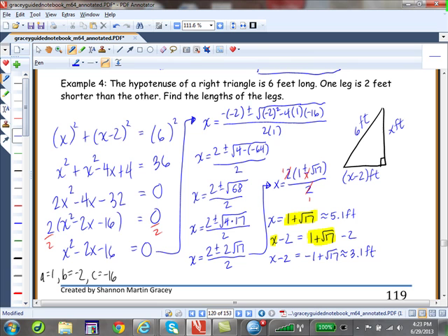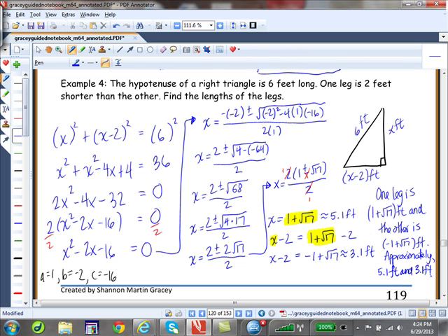So we should probably put our solution in words. So one leg is 1 plus root 17 feet, and the other is negative 1 plus root 17 feet, approximately 5.1 feet and 3.1 feet.